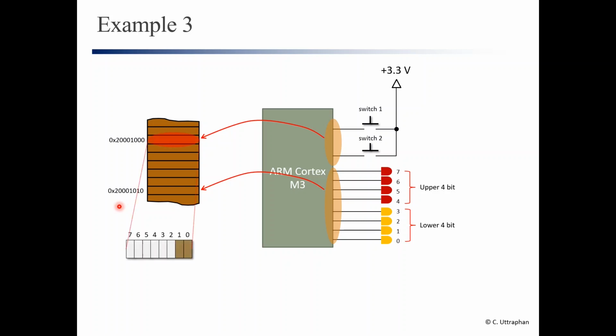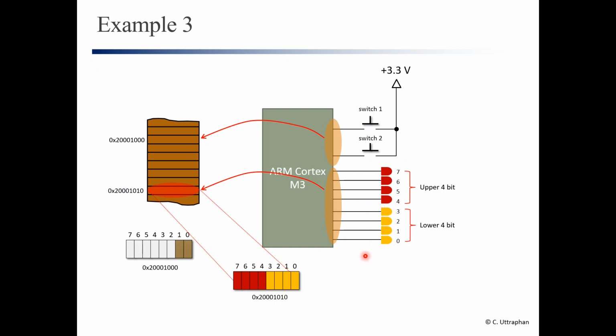For the input register, bit number 0 will be connected to switch 1, while bit 1 will be connected to switch 2. And here is the output register, where the upper 4 bits are connected to these LEDs, and the lower 4 bits are connected to these LEDs.